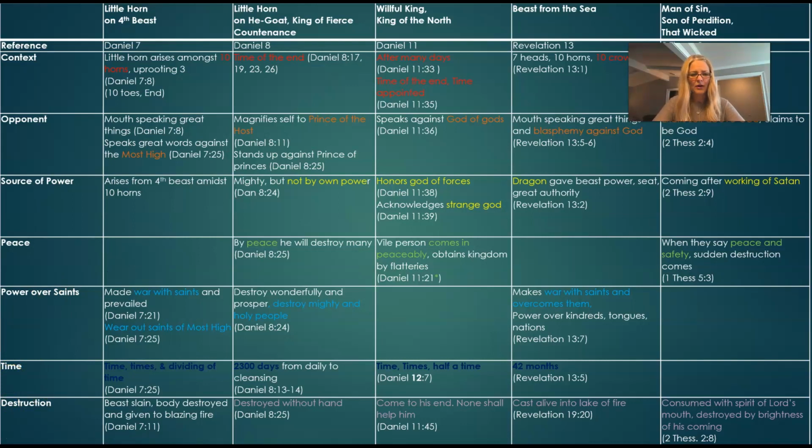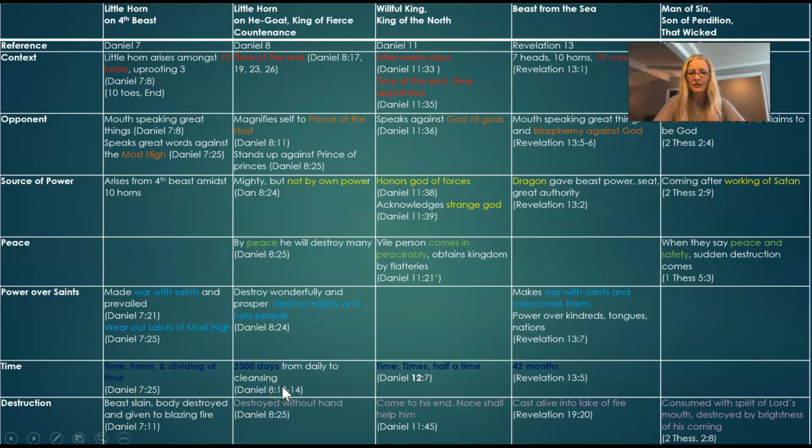The little horn on Daniel's fourth beast is described as ruling for a time, times, and the dividing of time. Remember, that is 1 year, 2 years, and half a year. Remember, in Hebrew, there's a singular and a dual. So you've got 1 year, 2 years, and half a year. So 3.5 years for the little horn of Daniel's fourth beast.